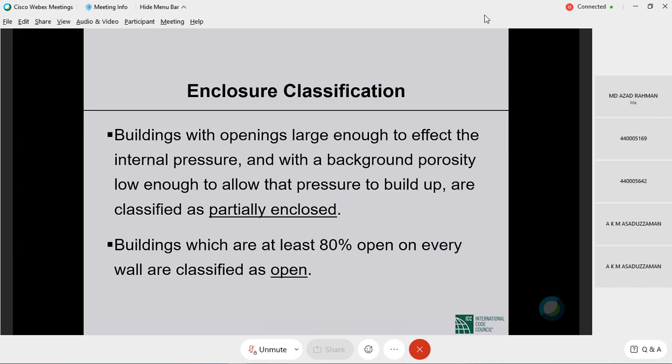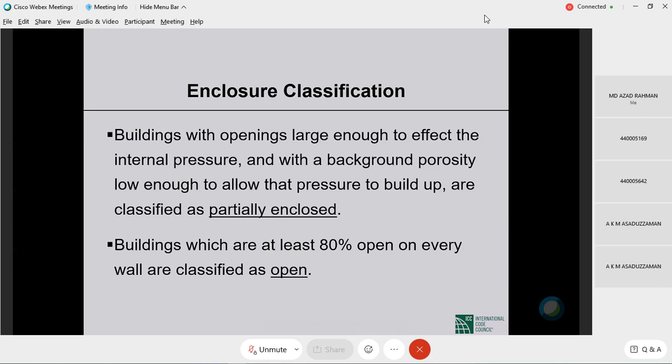So, an open building is a building that has at least 80% of each face physically open. 80% of each face physically open. That is easy to understand. There is no ambiguity about it, and I have never seen anybody confused about that. So that's an open building.